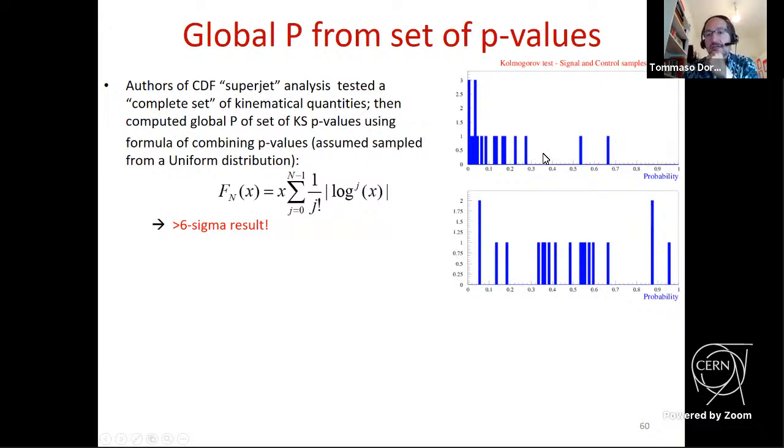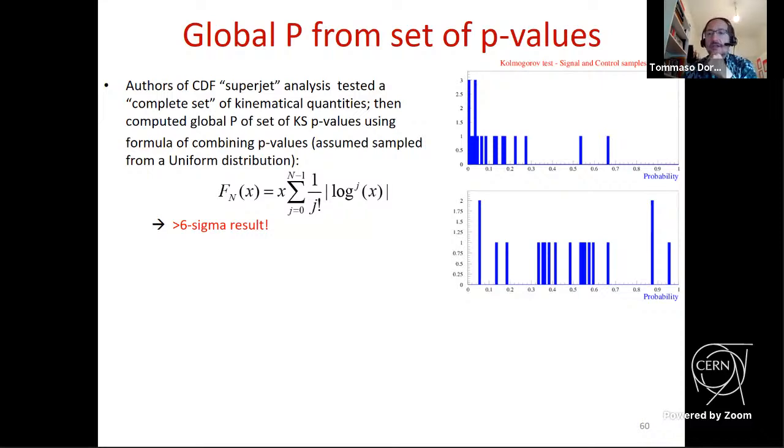So they were making a test of a combination of these p-values, and they were getting a 6 sigma result. So the global probability that you would get a product of p-values as small as the one you get from these amounted to 6 standard deviations. And you know that in physics, whatever is larger than 5 sigma gives you a chance to claim that you have observed a new physics phenomenon.